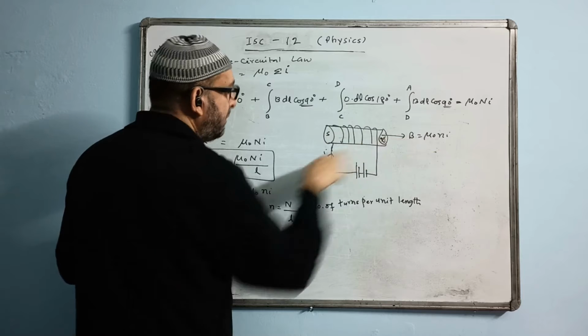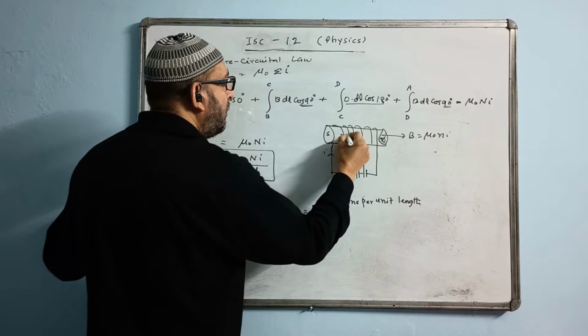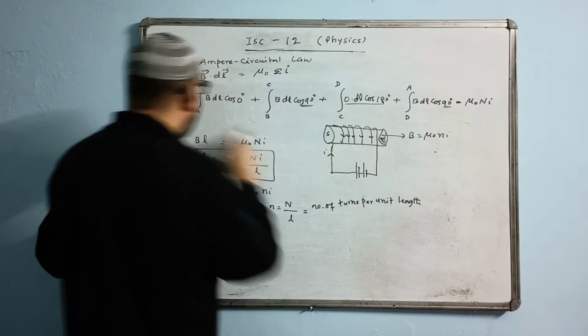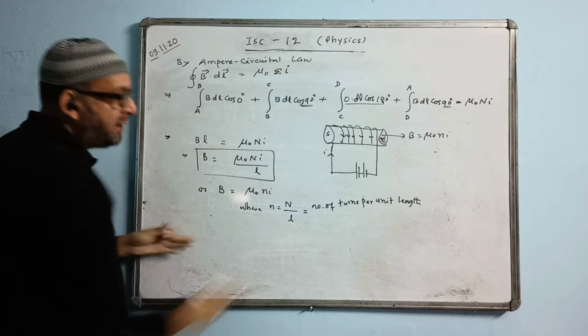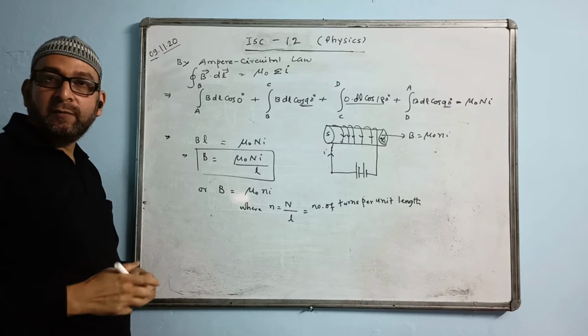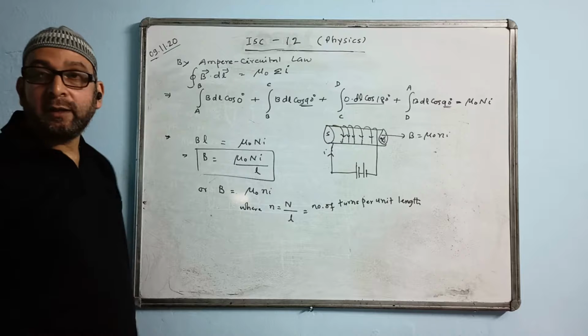South to the north, this way. That's what I marked in the diagram also. And it comes along the A to B direction. A to B direction is like this. So that is the direction of the magnetic field. That is the value mu naught n I.